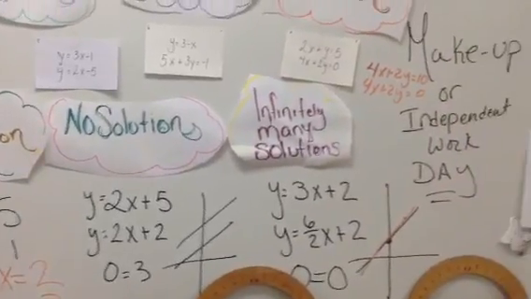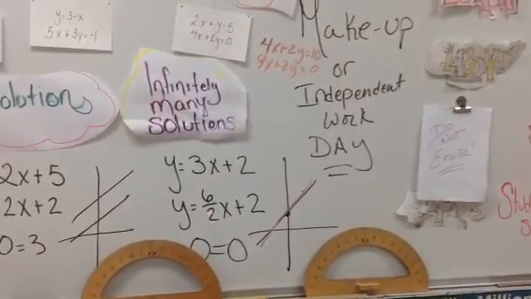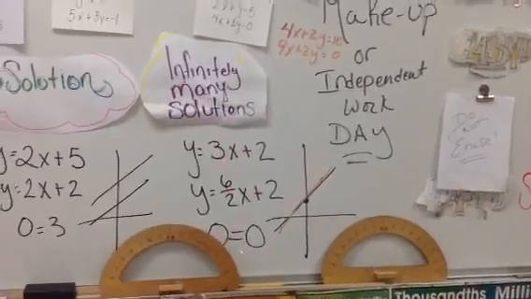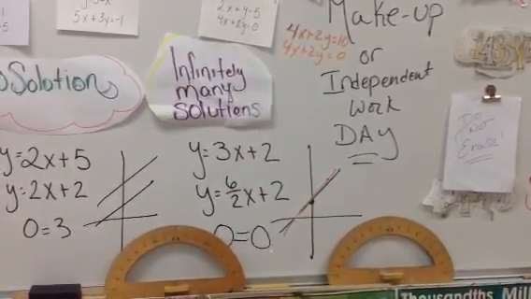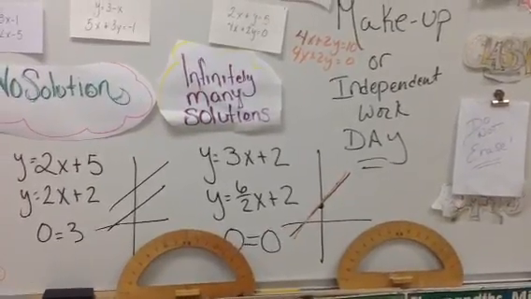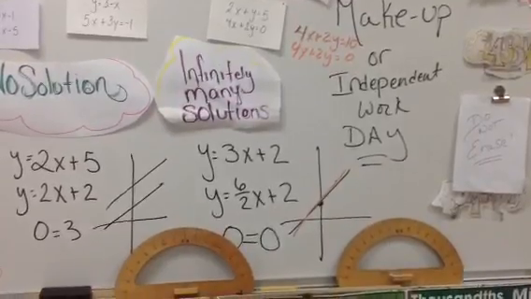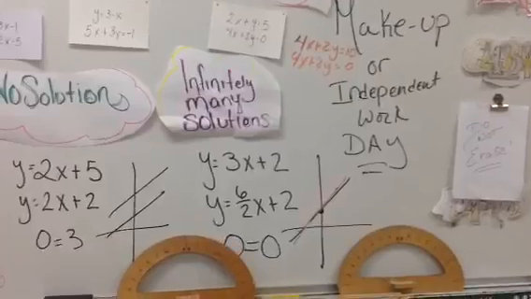That's no solution. Infinitely many solutions occurs when you create the same line for graphing, or all your variables cancel out and you're left with one number that equals itself. In that case, there are infinitely many solutions to the problem. I can put in any number for x and y, and these 2 equations will always equal each other. Let's look at how to graph these.